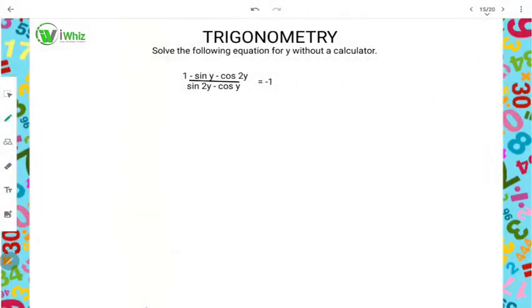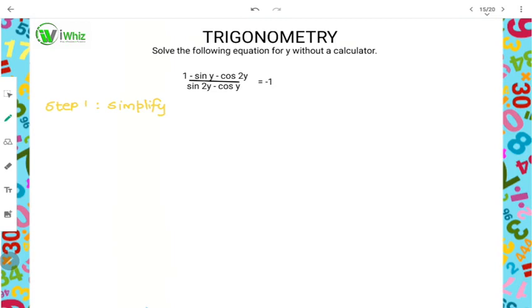If I look at the following example where I'm asked to solve the following equation for y without the use of a calculator, what is the first step that I can do? I have the following equation, but what I want to do is simplify this equation. So my step 1 would be to simplify. If I wanted to simplify, what would be my first step? We first simplify the left-hand side of the equation using our double angle formula. So we're going to be using double angle formulas.